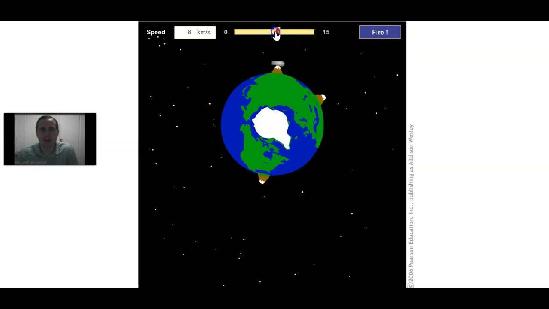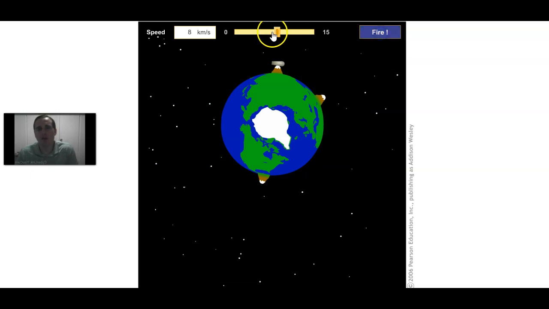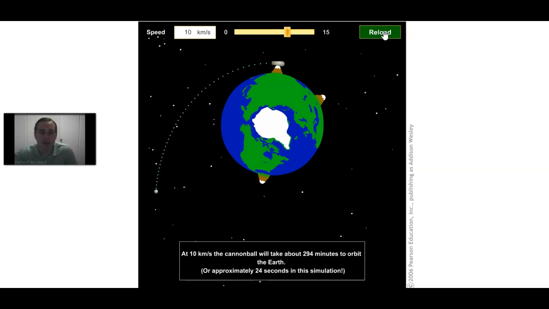Previously, when we had fired at 8 kilometers per second, that was the circular orbit, if you recall. And we also showed 9 kilometers per second. Why don't we show 10 kilometers per second? Now, 10 kilometers per second is also going to be an elliptical orbit, but notice that it's going to take about 24 seconds in this simulation. So this elliptical orbit is going to be about, in reality, 294 minutes. Okay? So there's the cannonball.